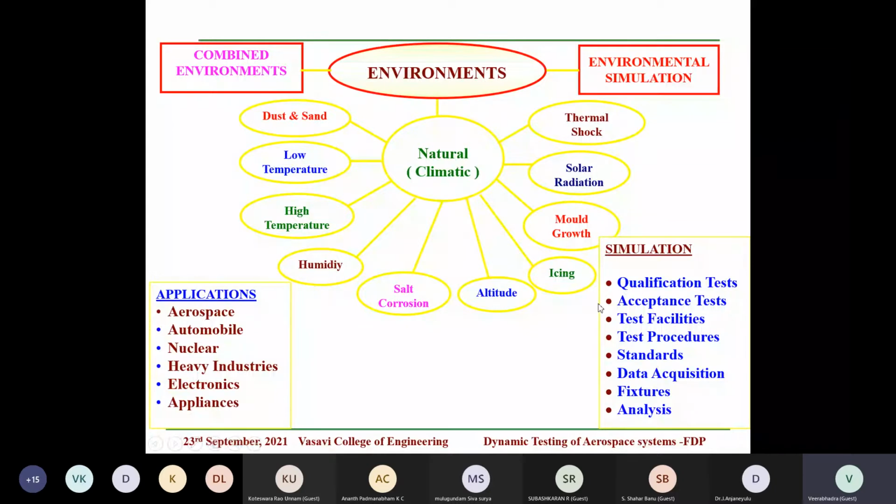Acceptance tests are done for every sample. For example, if you are going to buy 100 items, you test all 100 items and verify that the function works in the given environments. These are relatively low levels compared to qualification. And to do all this, we need test facilities, test procedures, standards, and also instrumentation systems like data acquisition, sensors, and associated fixtures. We also need a strong FE and structural analysis team for doing this.